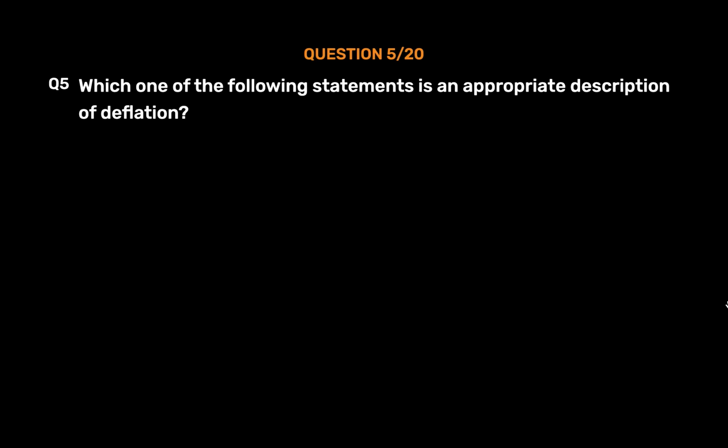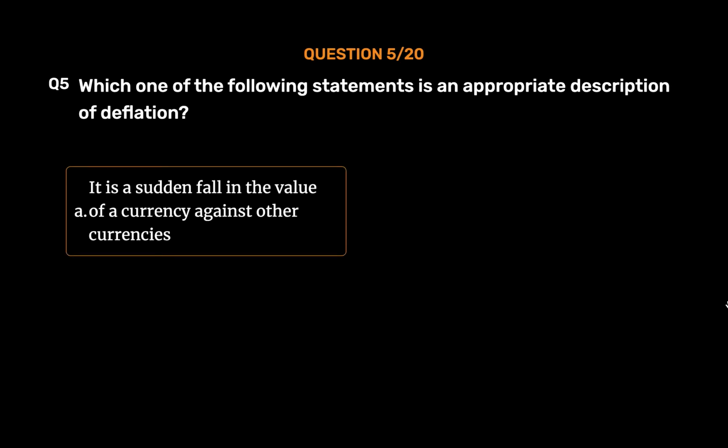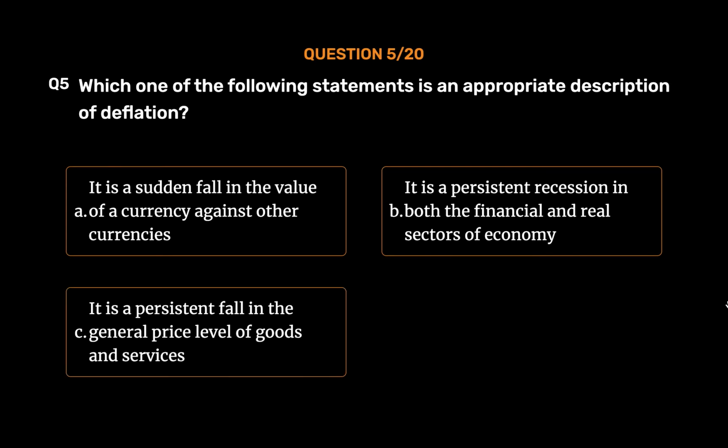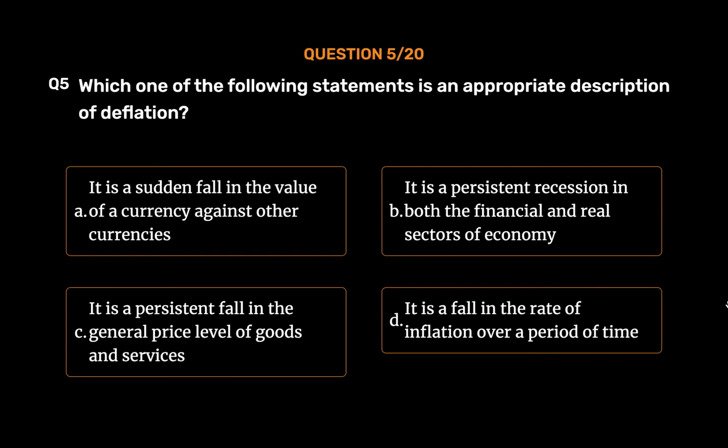Question number 5. Which one of the following statements is an appropriate description of deflation? Option A. It is a sudden fall in the value of a currency against other currencies. Option B. It is a persistent recession in both the financial and real sectors of economy. Option C. It is a persistent fall in the general price level of goods and services. Option D. It is a fall in the rate of inflation over a period of time.